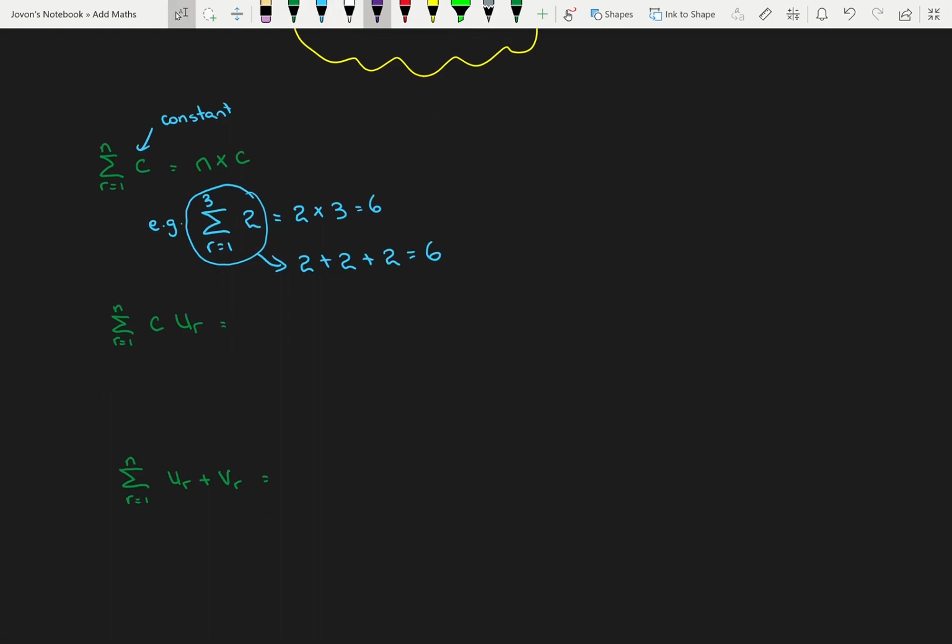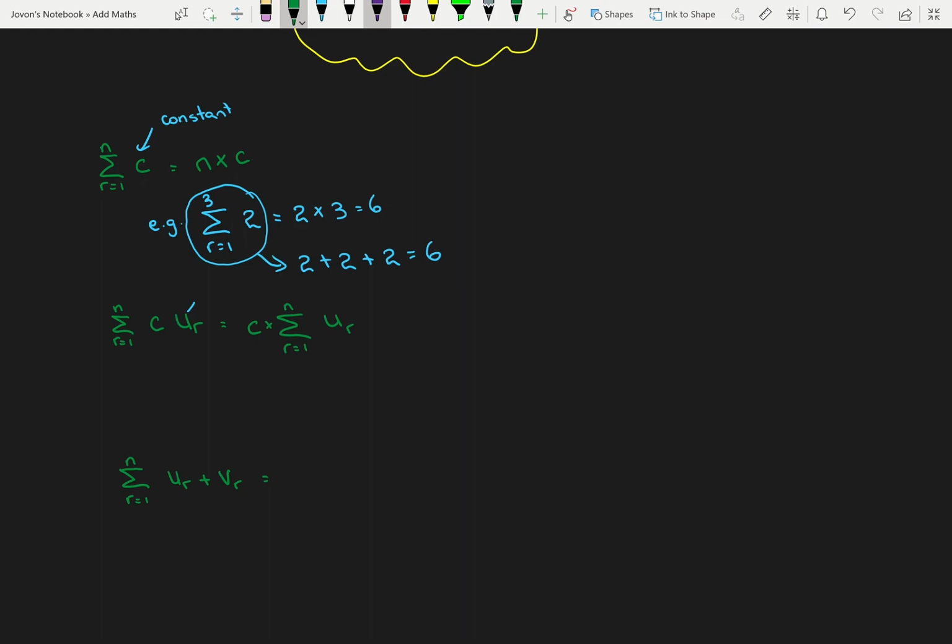This one says, let's say you have a function u of r. Let u of r be a function, it could be r squared, r cubed, and we multiply it by a constant c. What this says is that this is also equal to c times the sum of r is equal to 1 to n of u of r. That is all that this says.